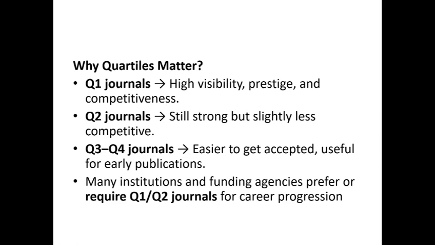Q1 journals mean high visibility, and they are very prestigious journals, for example Nature, then Taylor and Francis, and competitiveness is also there. Q2 journals are also strong but less competitive. Q4 is somewhat easy to get accepted. For early publications you can go for Q3, Q4. Then many institutions and funding agencies prefer that you publish your article in Q1 as well as Q2 for career progression.